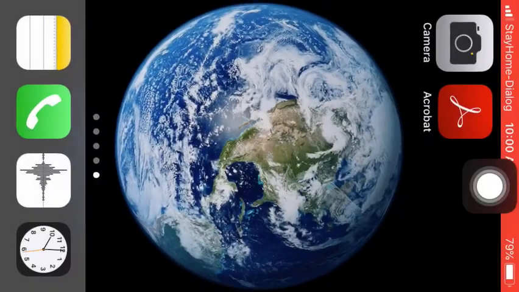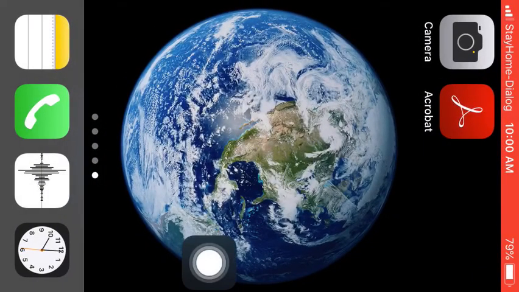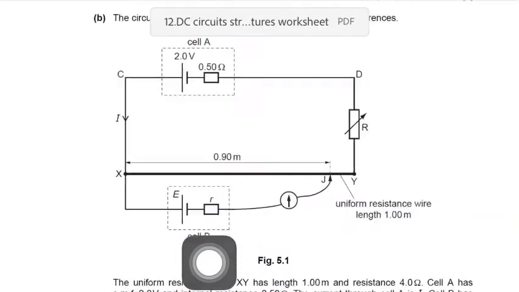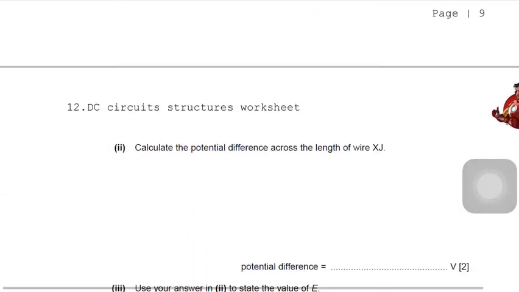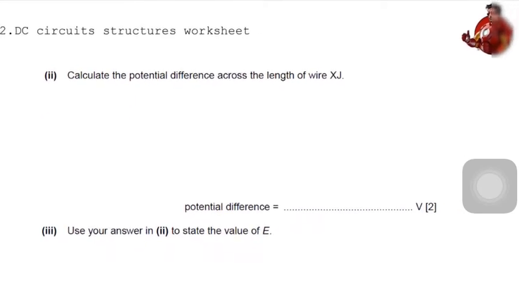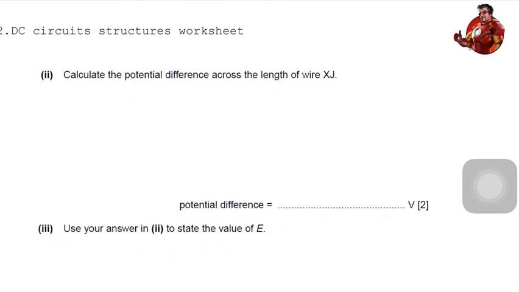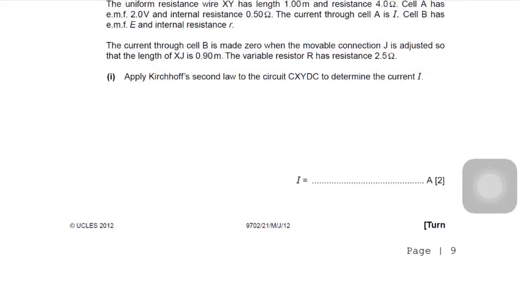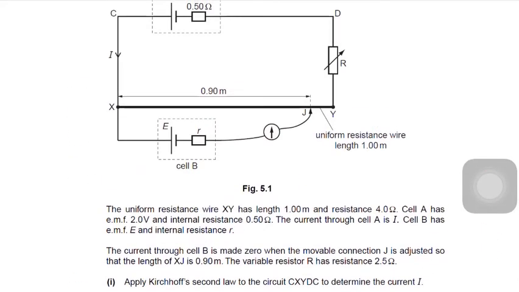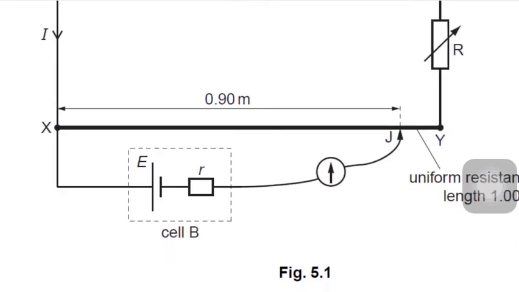Then the next part of the question asks you to calculate the potential difference across the length of wire XJ. So now the XJ, the J is the balancing point in the wire.